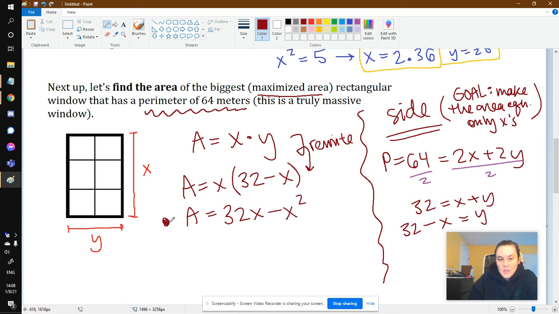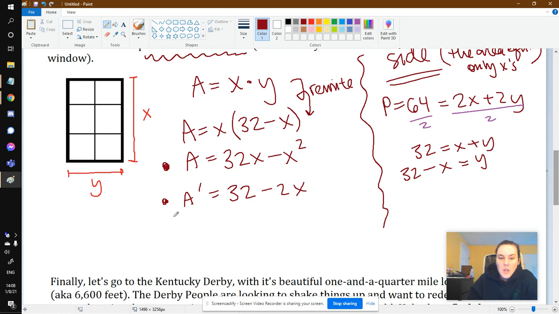And now this is something I can take the derivative of. I'll do that now. Beautiful. Then I'll set that equal to 0, as is my process for maximizing things. I'll move the 2x over. I'll divide both sides by 2 and get that x is 16.